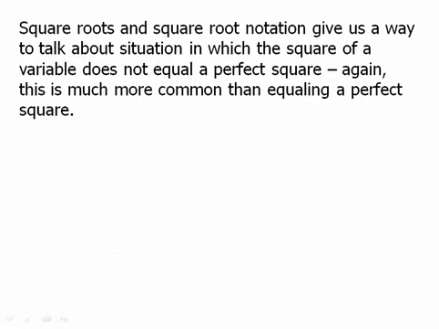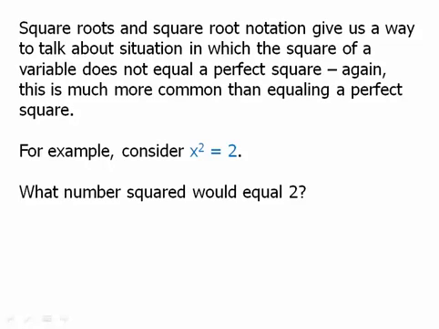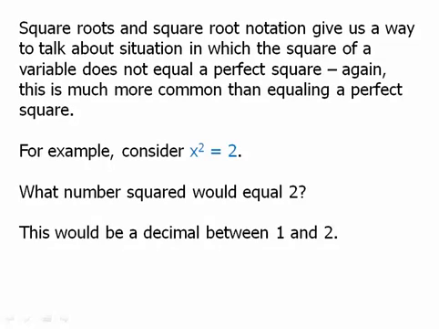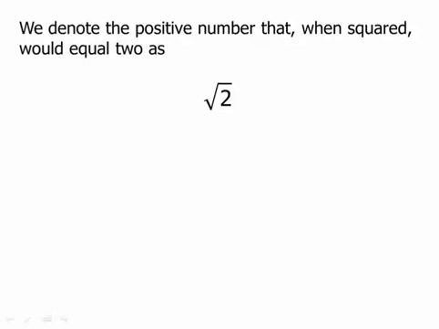Square roots and square root notation give us a way to talk about a situation in which the square of a variable does not equal a perfect square. Again, this is much more common than equaling a perfect square. For example, consider x squared equals 2. What number squared would equal 2? This would be a decimal between 1 and 2. We denote the positive number that, when squared, would equal 2 with this notation. We read this either as the square root of 2 or radical 2.